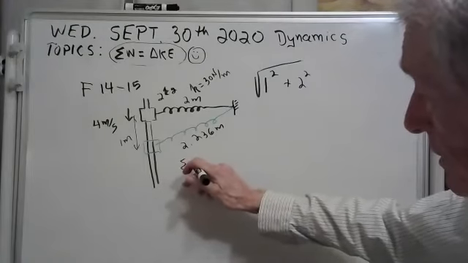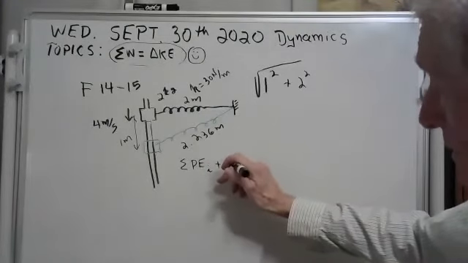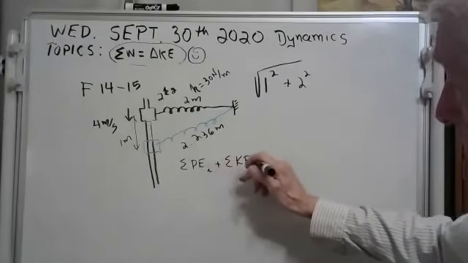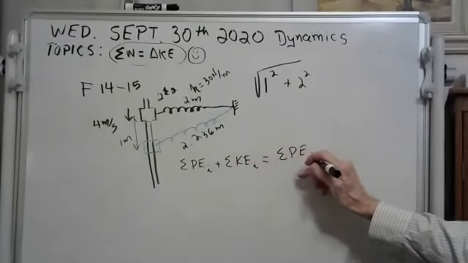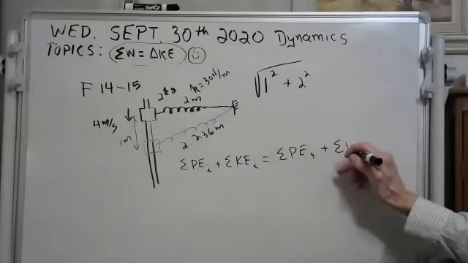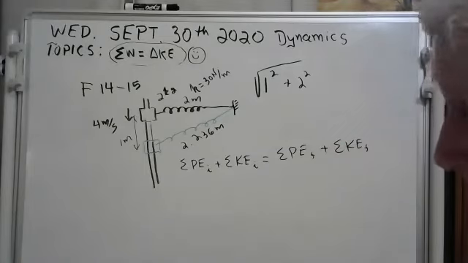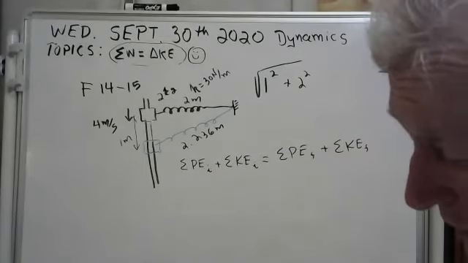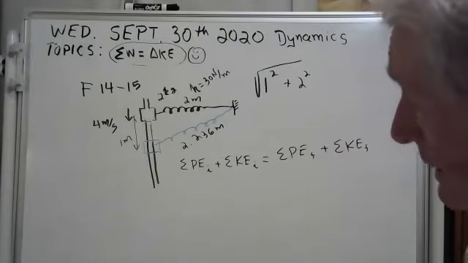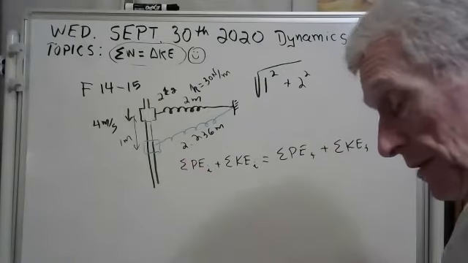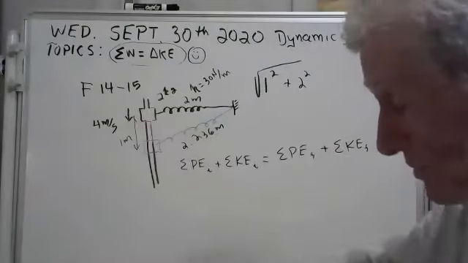The sum of all the potential energies initial, plus the sum of all the kinetic energies initial, equals the sum of all the potential energies final, plus the sum of all the kinetic energies final. They call that the conservation of energy in this book. If there's any friction, you can't use it, but we'll assume that it's real slick. They put some drops of oil on there.